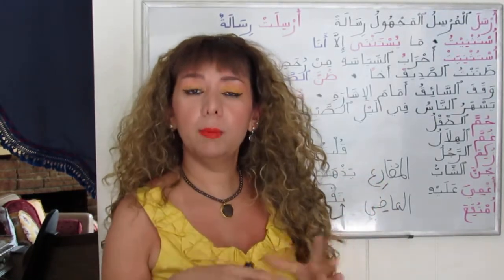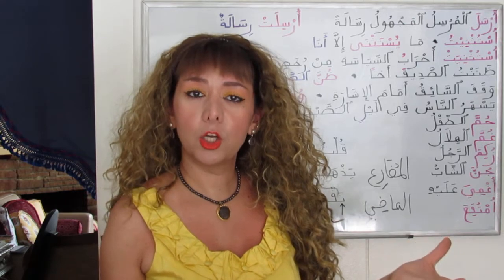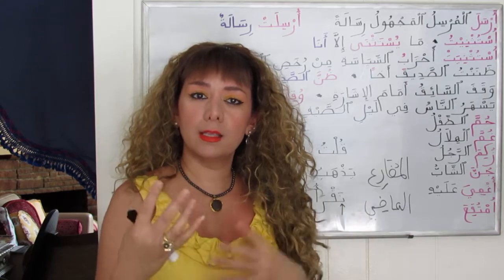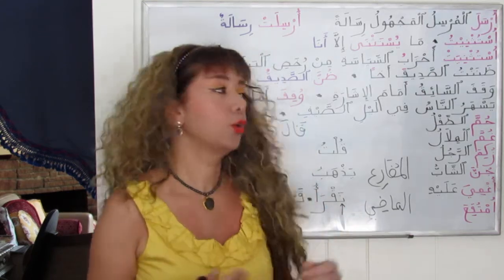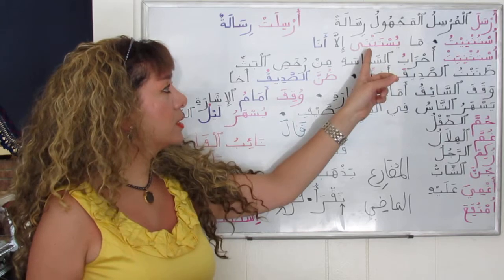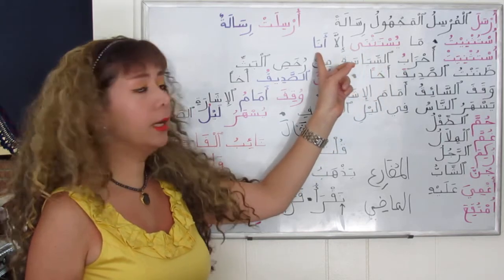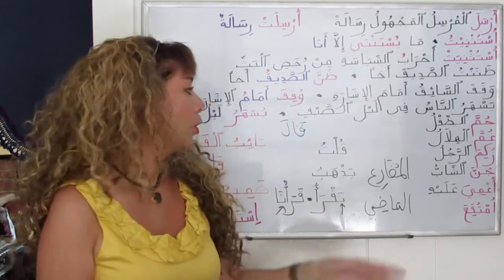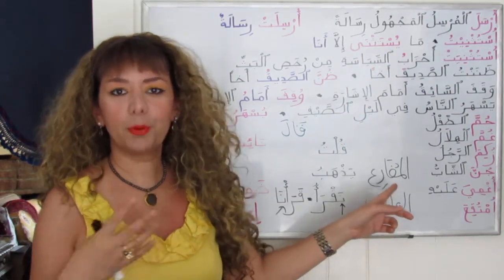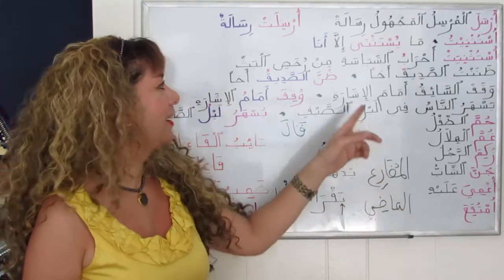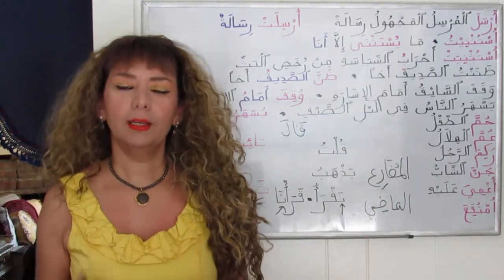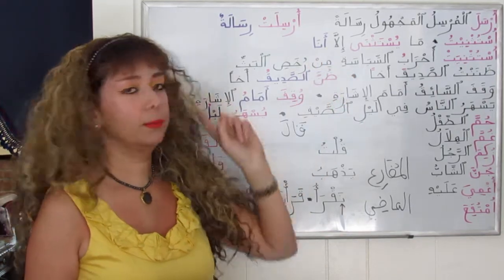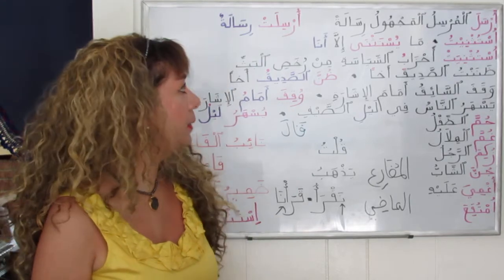Or it may be explicit. We may use the subject pronouns. أنا, أنت, أنتِ, I, you, etc. ما يستثنى إلا أنا. يستثنى here is in the مضارع, imperfect or present tense. So nobody is excluded but me. Okay?